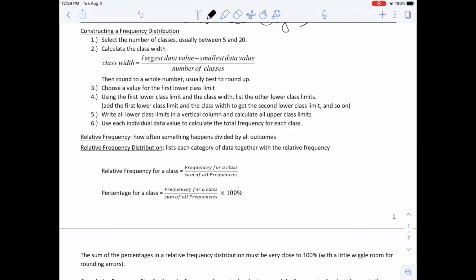Step 3 says to choose a value for the first lower class limit based upon the data that you have. Step 4 says using the first lower class limit and the class width, list the other lower class limits just by adding. Then step 5 says write all lower class limits in a vertical column and calculate all upper class limits. Use each individual data value to calculate the total frequencies for each class.